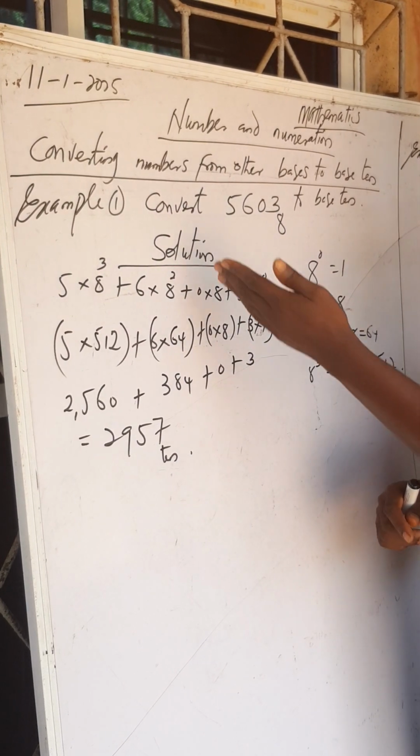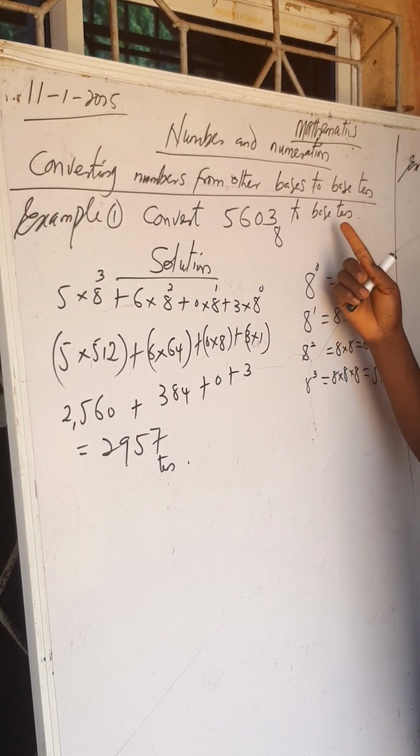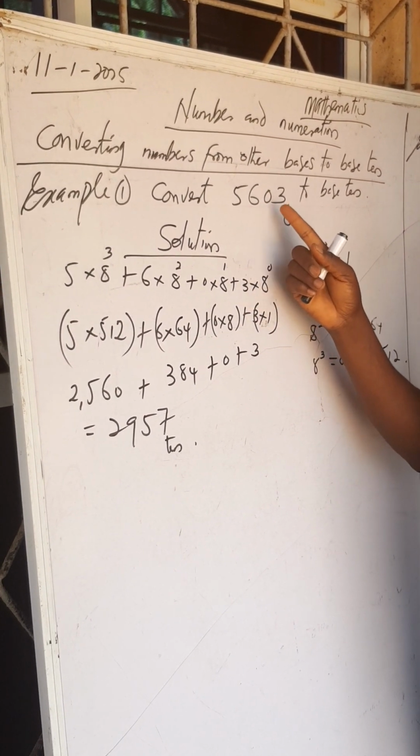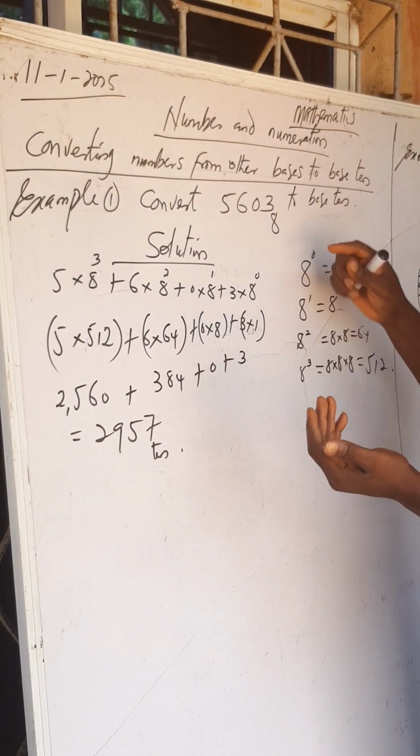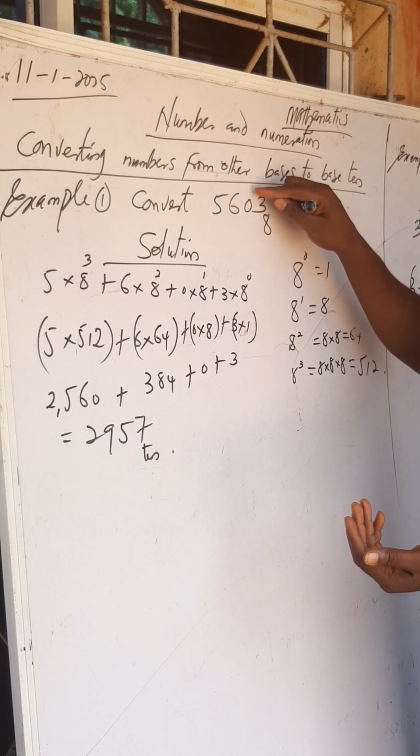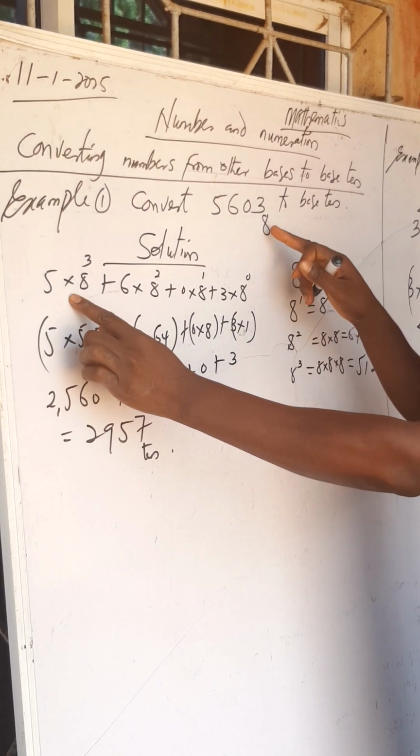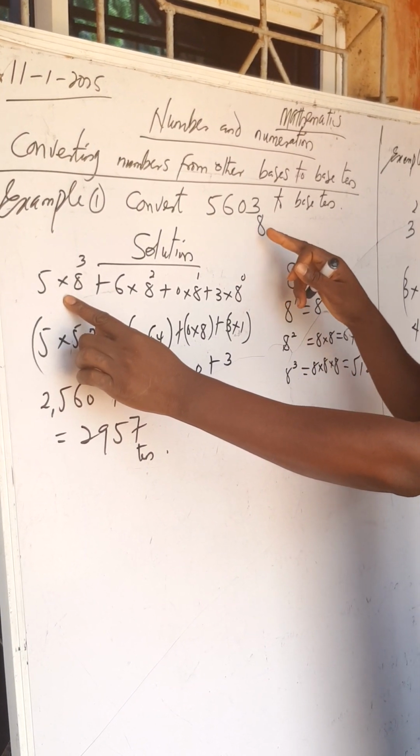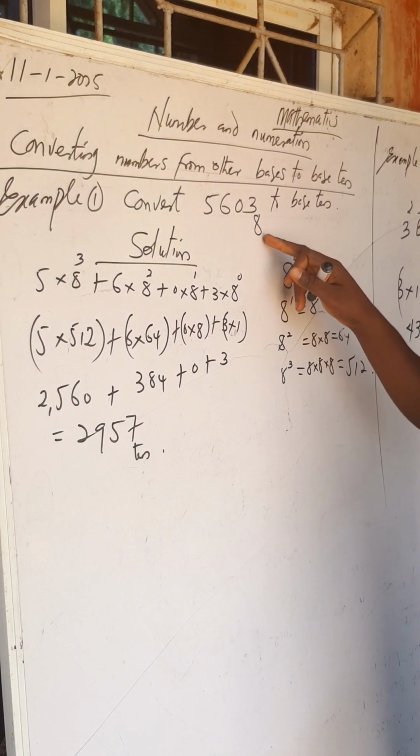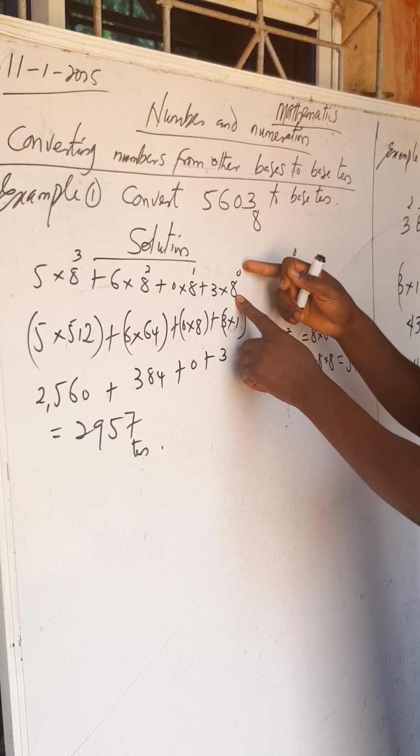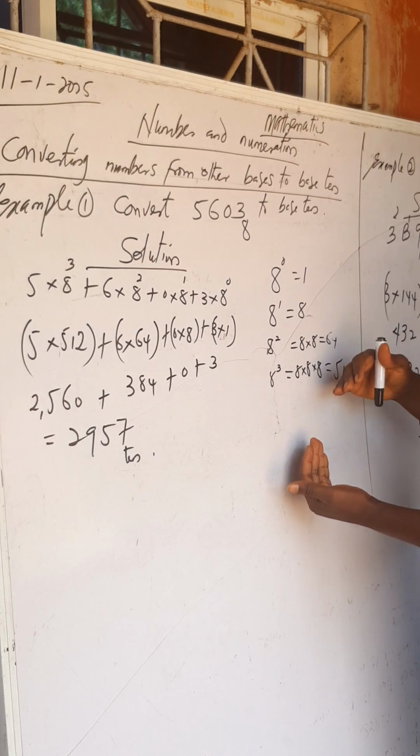Take for example, convert 5603 in base 8 to base 10. What do you do? When you are converting to base 10, you write on top these numbers 0, 1, 2, 3, which is 5 times the base plus 6 times the base plus 0 times the base plus 3 times the base. On top of the base number, you write 0, 1, 2, 3. Now, before you start solving, bring everything down like this.